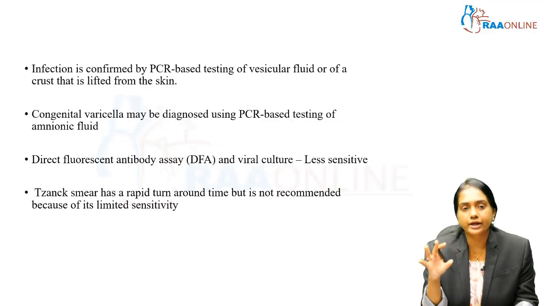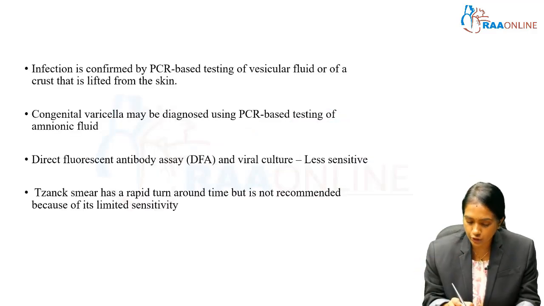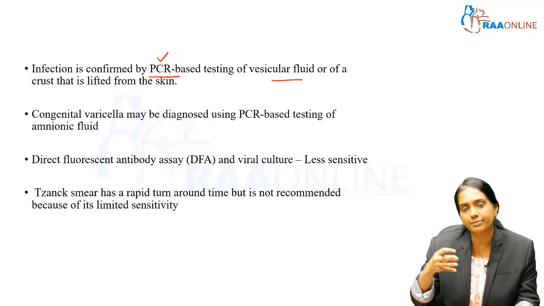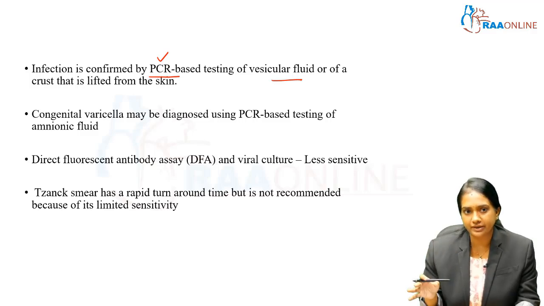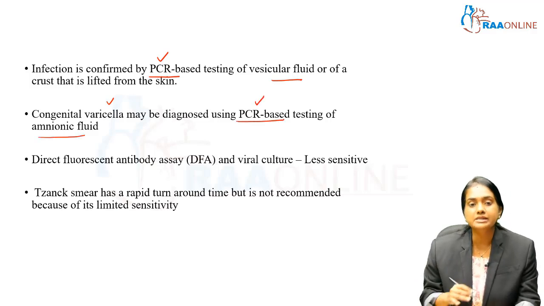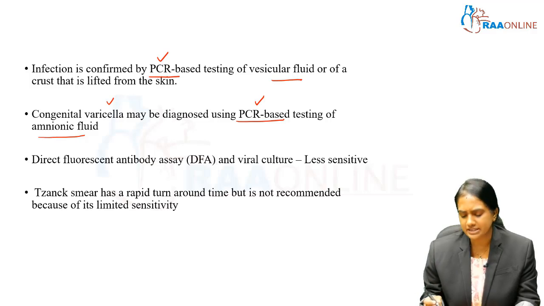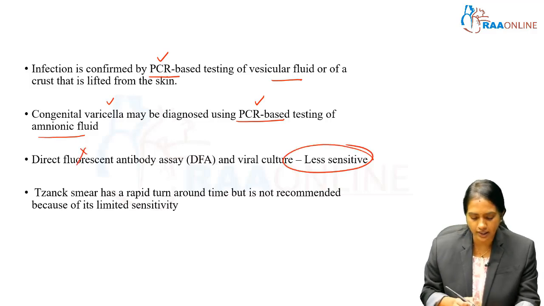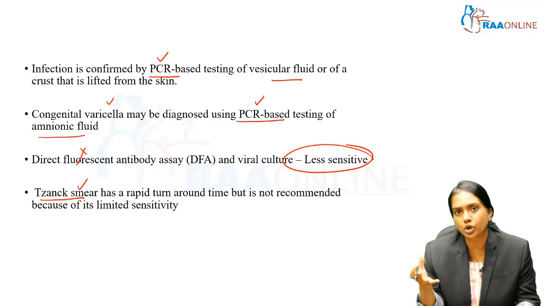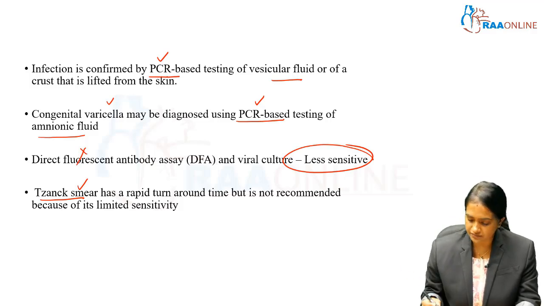Now the laboratory diagnosis. The infection can mainly be diagnosed by doing a polymerase chain reaction of the vesicular fluid. When active lesions are present, you can take a swab and do a polymerase chain reaction. Congenital varicella can be diagnosed by doing a PCR on the amniotic fluid obtained by amniocentesis. Direct fluorescence antibody testing has very low sensitivity, so it is not done. Then there is something called a Tzanck smear. This Tzanck smear has a rapid turnaround time, but again the sensitivity is very low.